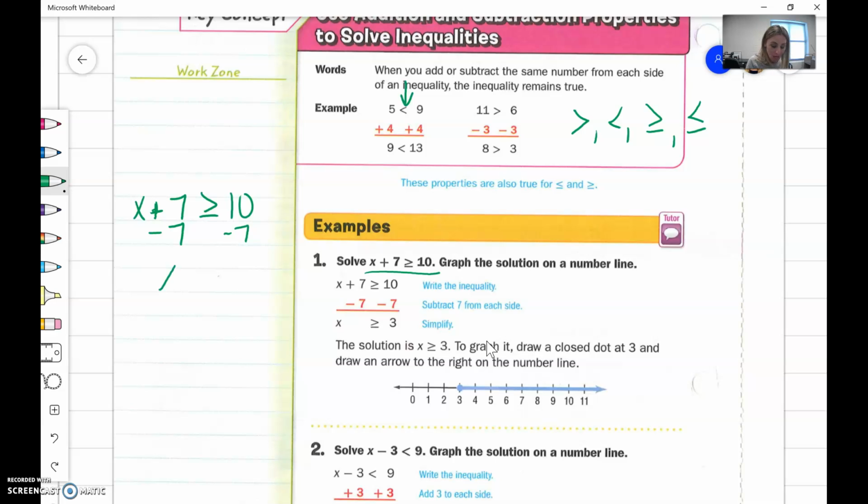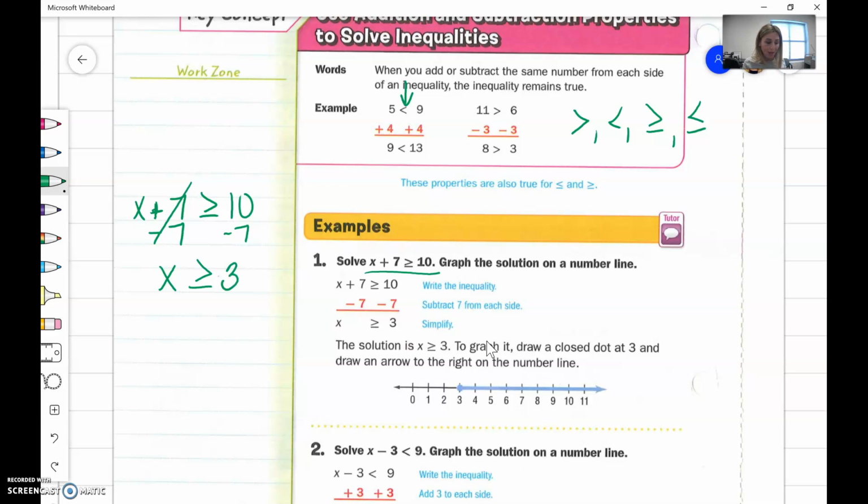Who knows? So we're going to drop that down because a positive 7 and a negative 7 cancel each other out. Adding 7 and then taking away 7 makes 0. So that cancels out, and I'm left with just x. I'm going to bring down my greater than or equal to, and then I'm going to solve. We're going to do 10 minus 7, which is 3.